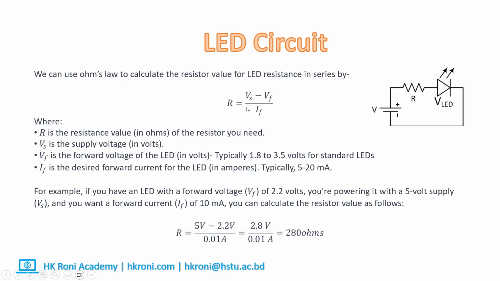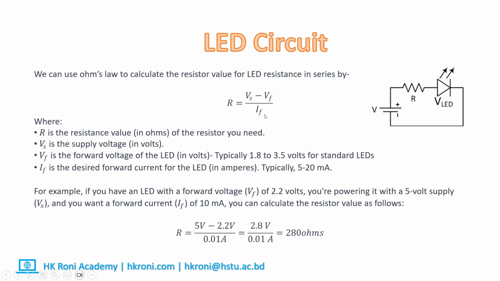So here, R is equal to (Vs minus Vf) divided by If, where Vs is the supply voltage. It can be your battery. Vf is the forward threshold voltage or forward voltage of the LED. It can be different for different LEDs. And If is the current value you want to pass through this LED. So it is the desired current value, and it can vary according to your requirement.